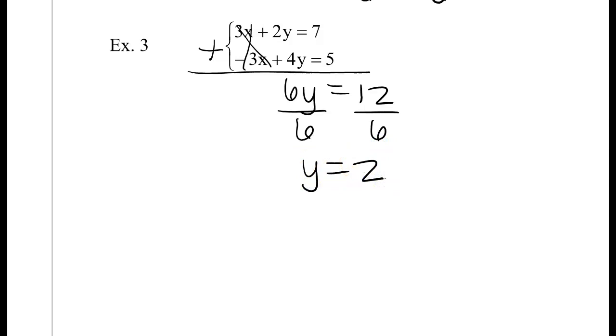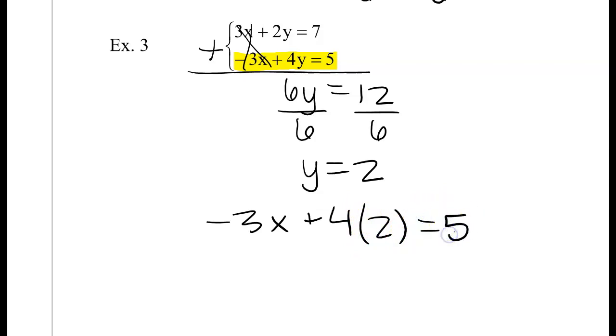Next, since we're not done, I started with 2 variables, which means I have to end with 2 variables. So let's take our answer and substitute it back in for either equation. Let's choose the second equation now, just to show that it actually does not matter which original equation you choose. So I've got negative 3x, we don't know what x is, that's what we're going to be solving for, plus 4, and instead of the y, I'm going to put parentheses 2, because y is equal to 2. Finish writing, so we've got equals 5. Let's do the math. 4 times 2 is 8, so I got negative 3x plus 8 equals 5.